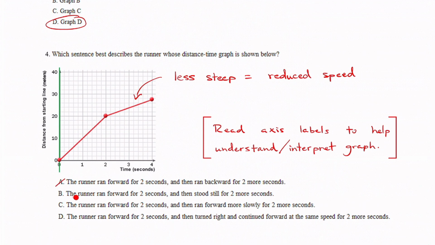B says the runner ran forward for 2 seconds, then stood still for 2 more seconds. So we didn't say that we stopped. We went up till here, and then our distance is still going up, so we're still moving forward. So B can't be the answer either.